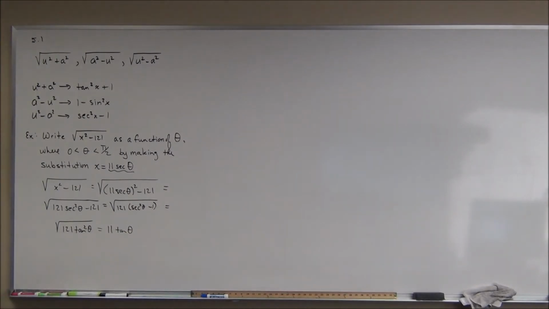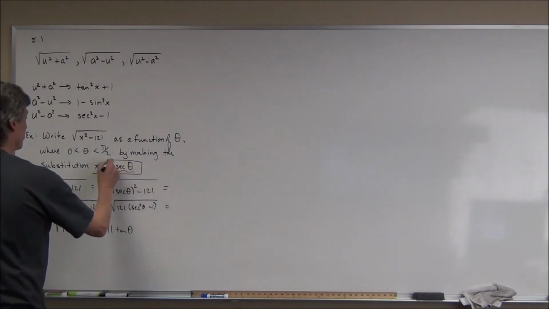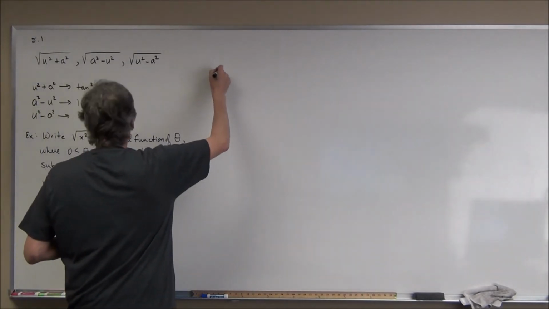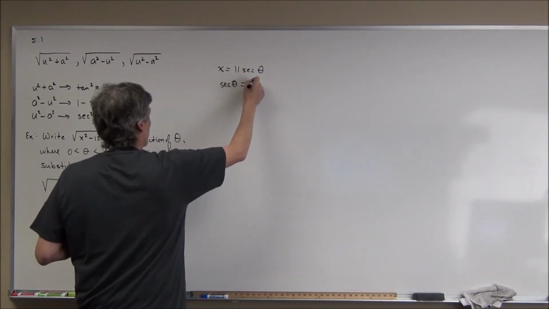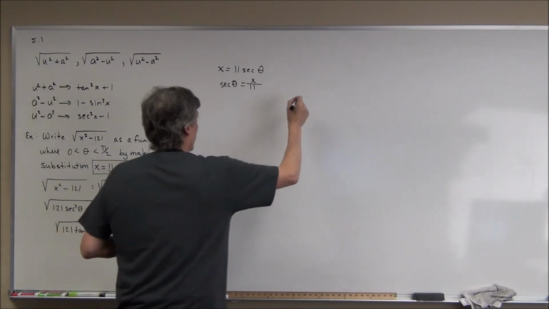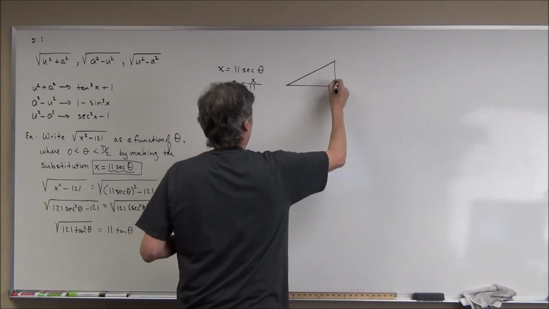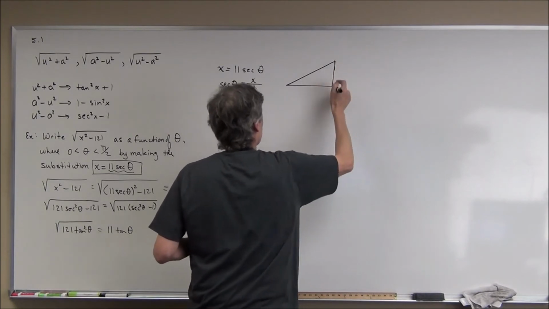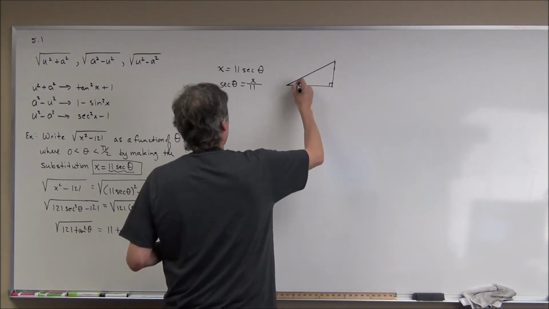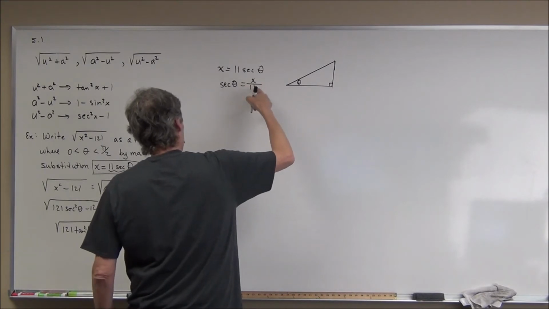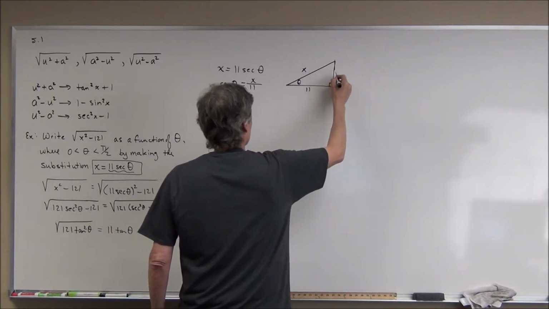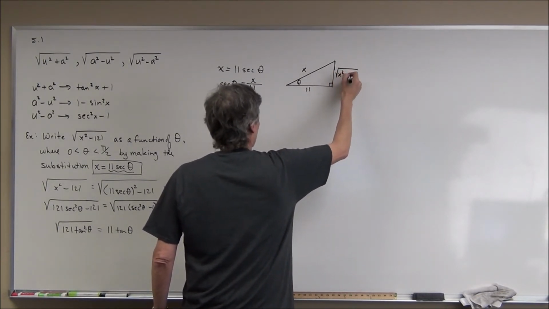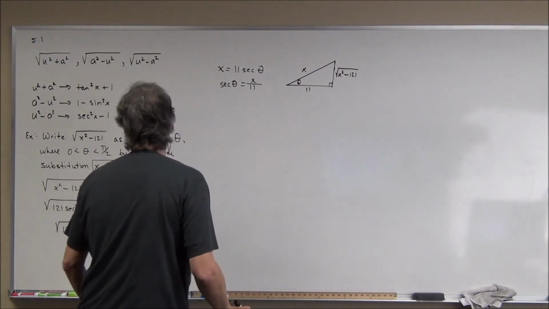Alright, now you say, well, how is this going to help me? Well, let's set this up. Remember our original substitution here. I have x is equal to 11 secant theta. I have the secant of theta is equal to x divided by 11. If I construct a right triangle, because I know theta is supposed to be in a right triangle, and put theta right here. The secant is the hypotenuse over the adjacent. And this, of course, is the square root of x squared minus 11 squared, or 121.